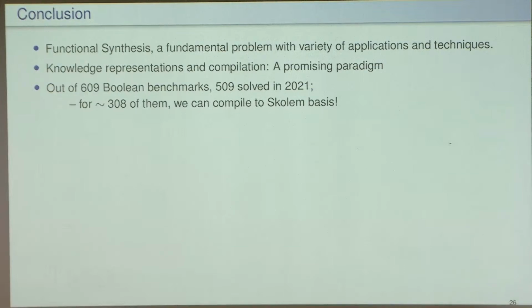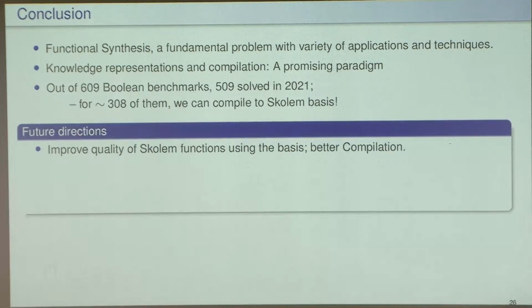Right, so that brings me essentially to my conclusion. As we've seen in the last two talks, functional synthesis is a very fundamental problem with a variety of applications and techniques. Applying this lens of knowledge representation has allowed us to understand some amount of the structure of the problem itself, right? Our goal, hopefully, is to come up with a better or more explainable way of synthesizing these Skolem functions. It is also promising in practice, as Kuldeep pointed out, using these machine learning techniques, and the Manthan tool scales up to 509 benchmarks out of 609. It turns out that for more than half of them, we can synthesize the entire Skolem basis, right? Not just one Skolem function.